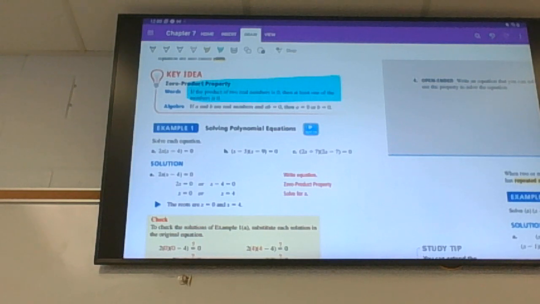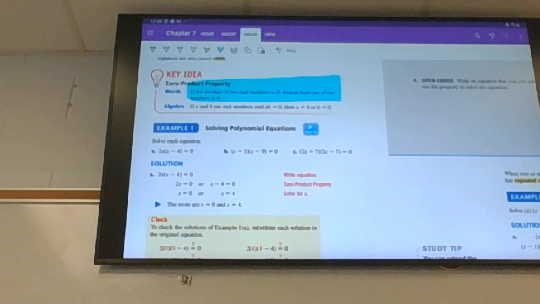Alright. Zero product property. If you didn't do it, these are our 3 definitions here. Are you sure you're trying? I think you need to go back over. Alright, Renisha, we gotta get into this. If the product of 2 real numbers is 0, then at least one of the numbers is 0.